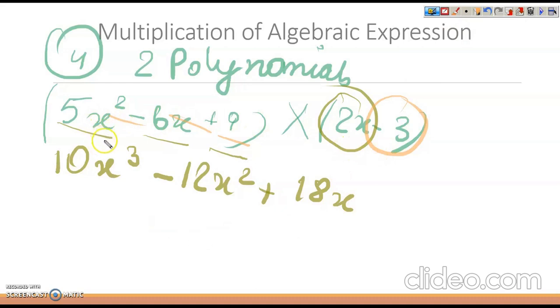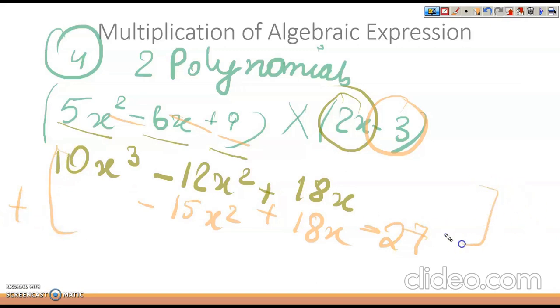Minus 3 multiplied by this is minus 15x squared. Then minus 3 multiplied by minus 6x is plus 18x, and minus 27. Now we will add them. When we add them, we will get 10x cubed minus 27x squared plus 36x minus 27. Okay, I hope you understand this.